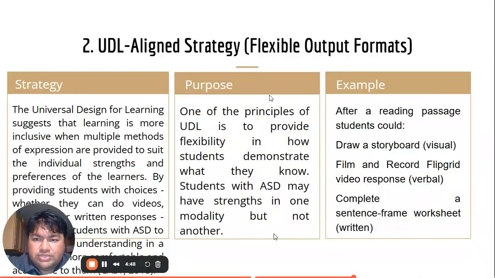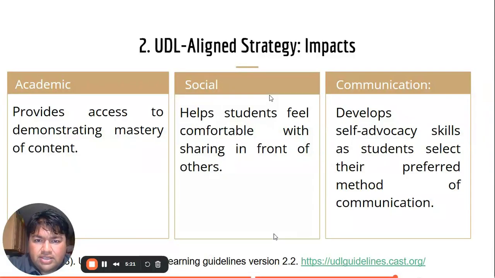Strategy two is a UDL-aligned strategy, flexible output formats. My second strategy is based on Universal Design for Learning, allowing students to choose how they show their understanding through drawing, writing, or video. We make learning more accessible. CAST 2018 encourages providing multiple means of expression so students can use their strengths, build self-advocacy, and engage more fully with content. And here are its impacts, number two: academic, social, and communication.